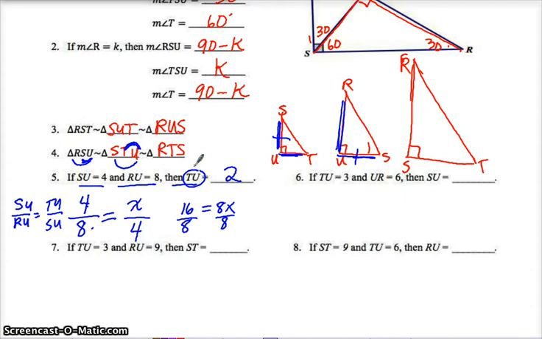So now go ahead and pause and try the other ones. Okay, let's see how you did.